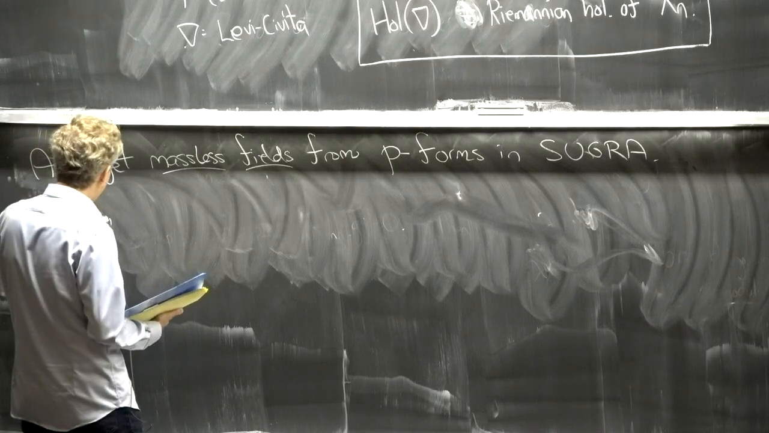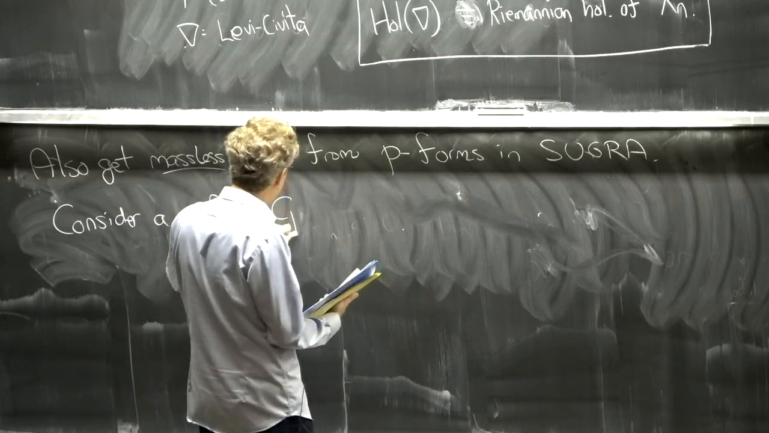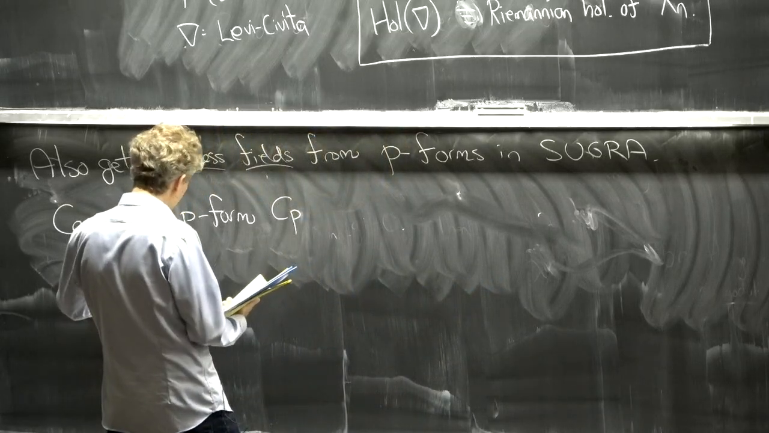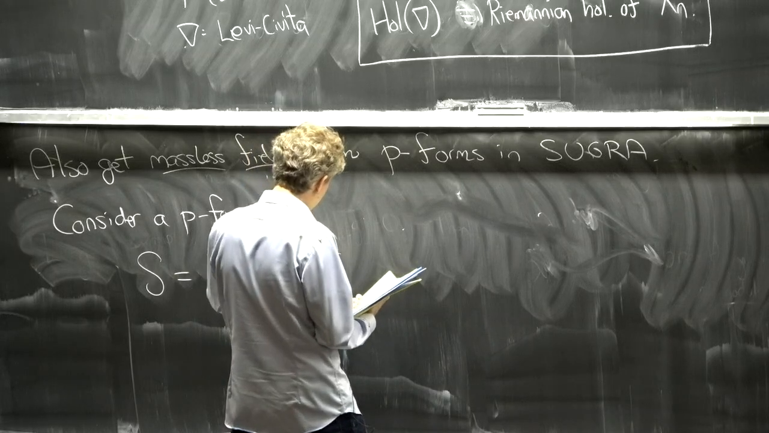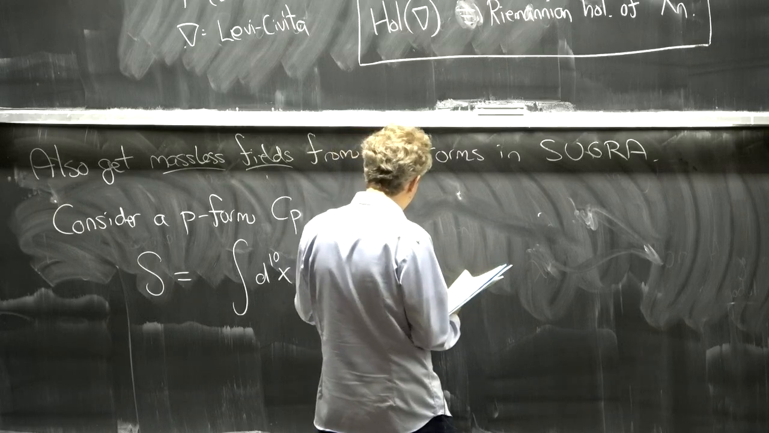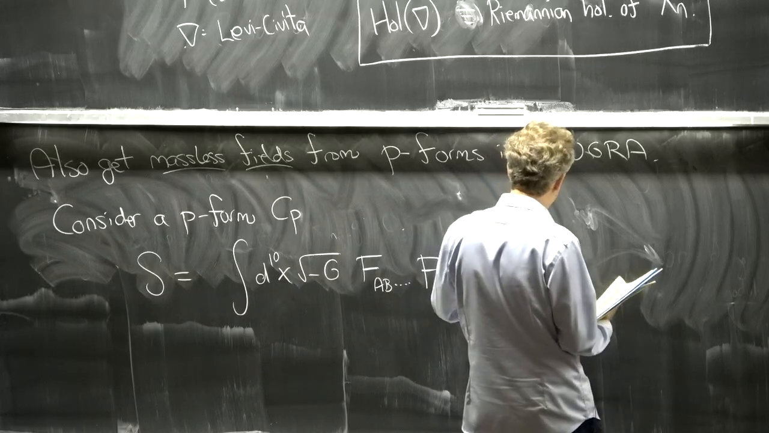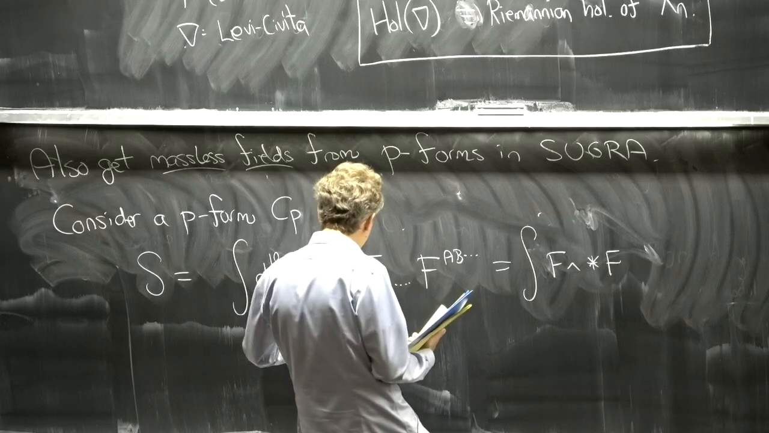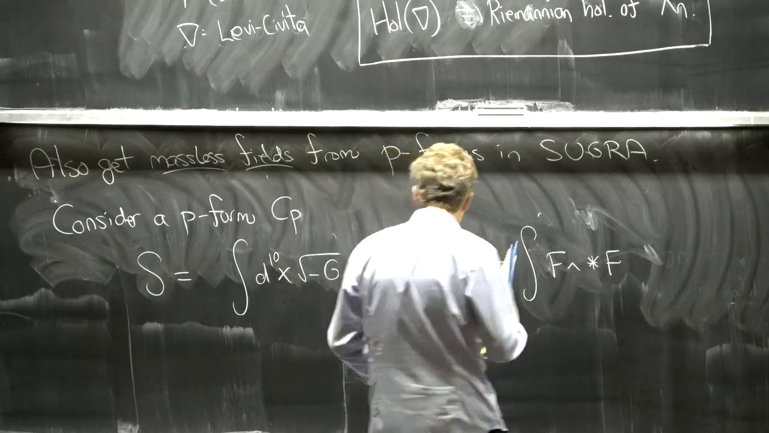Okay. So consider a p-form. Now we're not going to have to keep track of holomorphic and anti-holomorphic indices. With the Maxwell type action, S equals the integral d^10x square root of minus g, where g is the metric on the whole 10-dimensional space, F_{ab...} F^{ab...}, which is the integral of F wedge Hodge star F, with F equal to dC_p, a (p+1)-form.